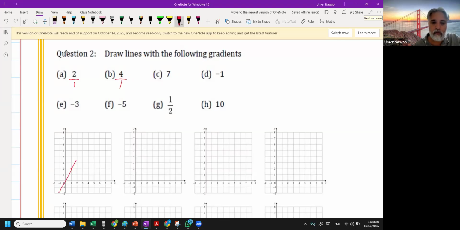4/1. So go 4 units up and 1 unit right. So this is the line. 7/1. So go 7 up and 1 right. So that is the equation. -1/1. 1 unit down and 1 unit to the right. This is the gradient.